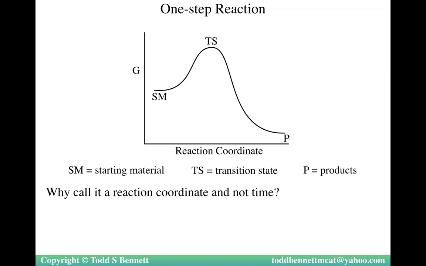Okay? Again, why do we call it a reaction coordinate and not time? It's because it can go backwards, time cannot. And then starting materials and not reactants because you could also have a catalyst in there. So something to keep in mind.